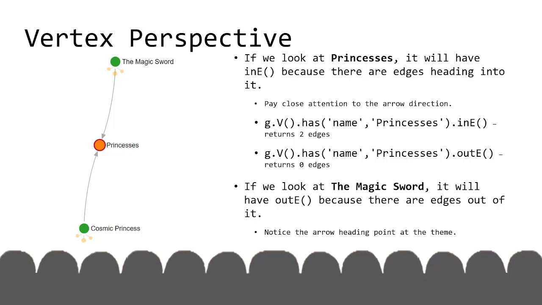Now if we look at, say, the magic sword, it will have an outE because the edges are going out of it to princess. Pay close attention to the way the arrows are pointing. The arrowheads make a difference.